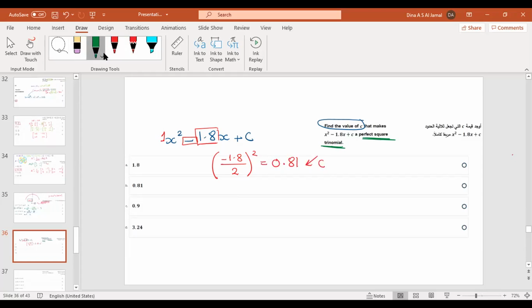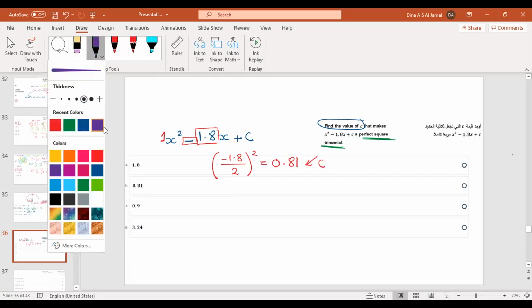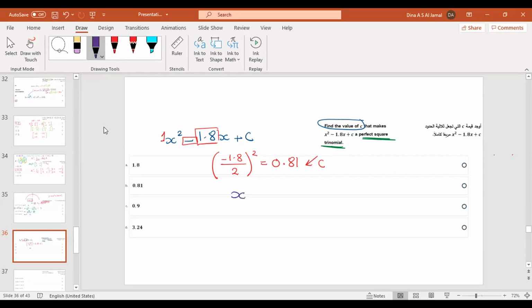Good. Now what if you would like to check x squared minus 1.8x and put it as it is? Now go to your calculator, put mod 53. You will be getting x of 0.9. So you can write it as the following. So this is the perfect square of this function.